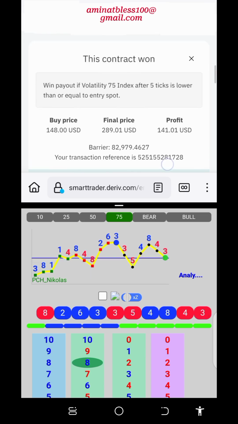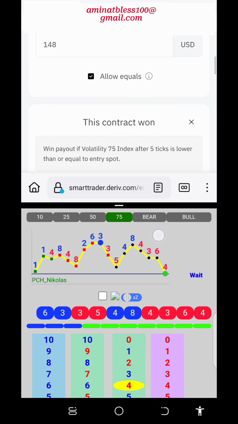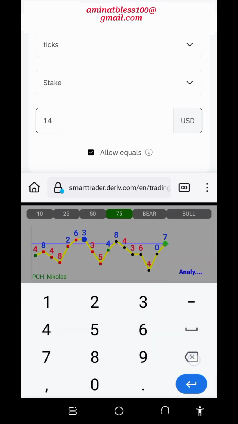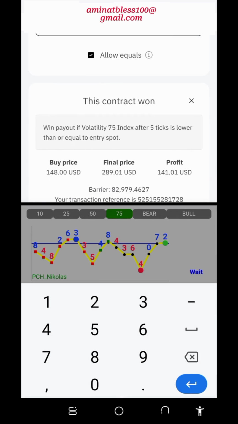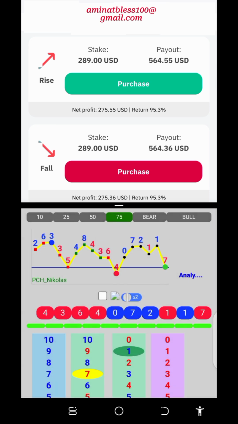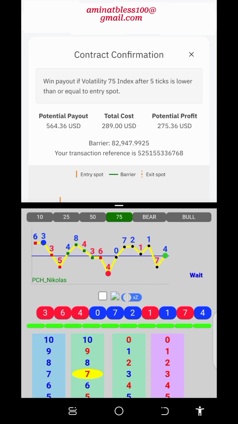2. Practice with a demo account. For inexperienced traders or those unfamiliar with the rise and fall market, it's advisable to practice with a demo account before trading with real money. Deriv.com offers a demo account feature that allows traders to hone their trading skills, test different strategies, and gain confidence in their trading abilities without risking their funds.